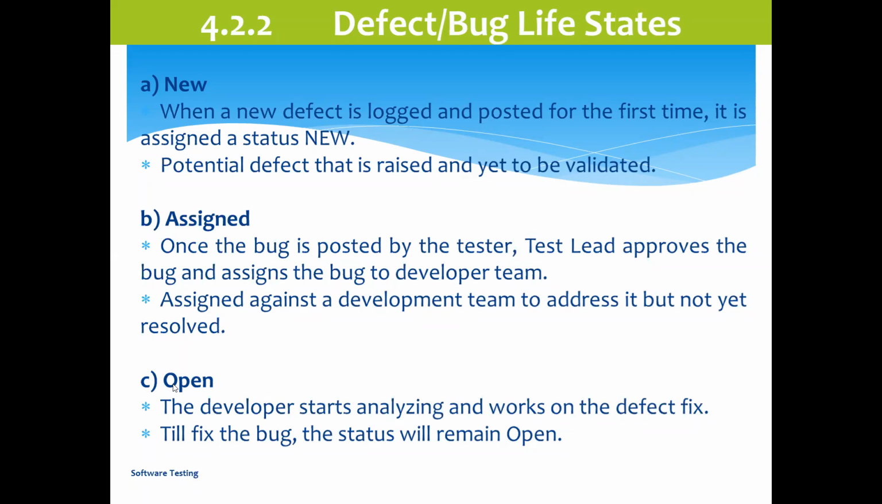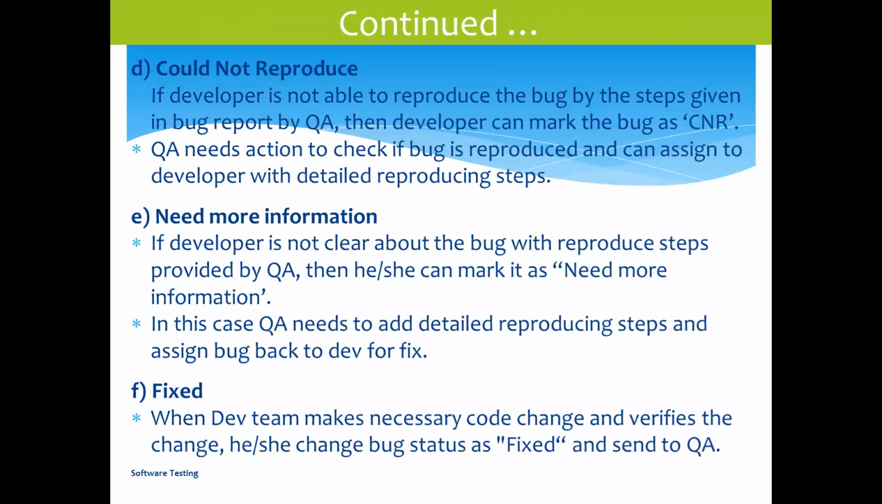So it is open now, which means somebody is working. It is not closed or not fixed. It is open, which means work is in progress. In that case, open will be there. Work is in progress. Somebody is working. Who is assigned? That person is working. Now next, could not reproduce.